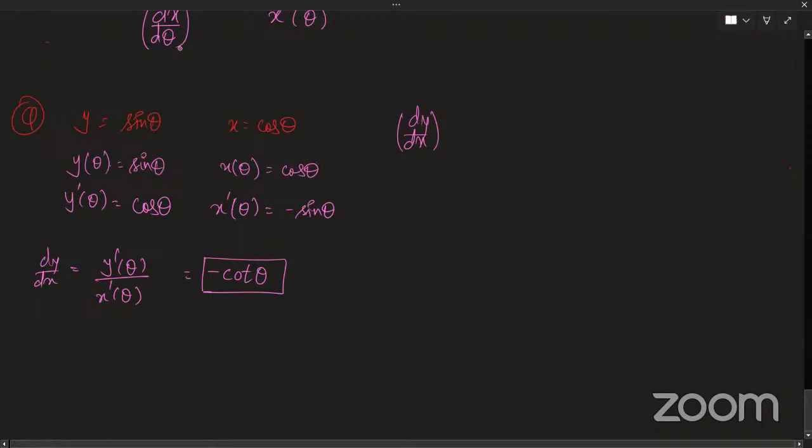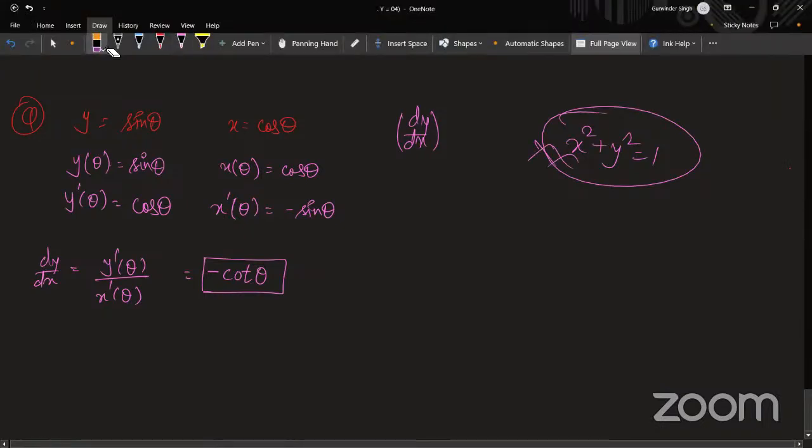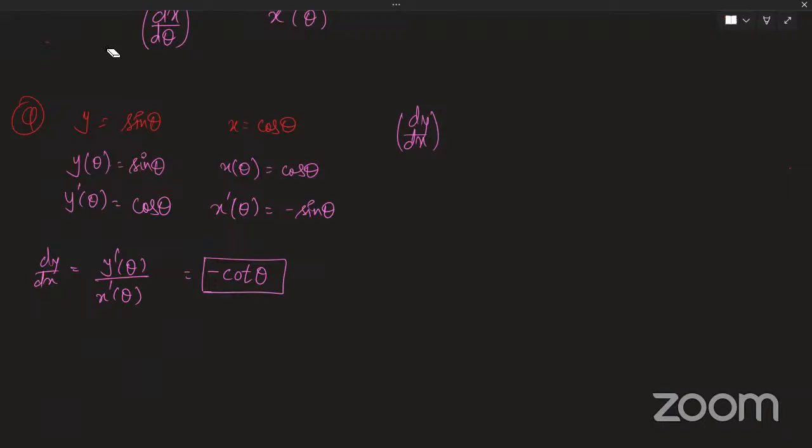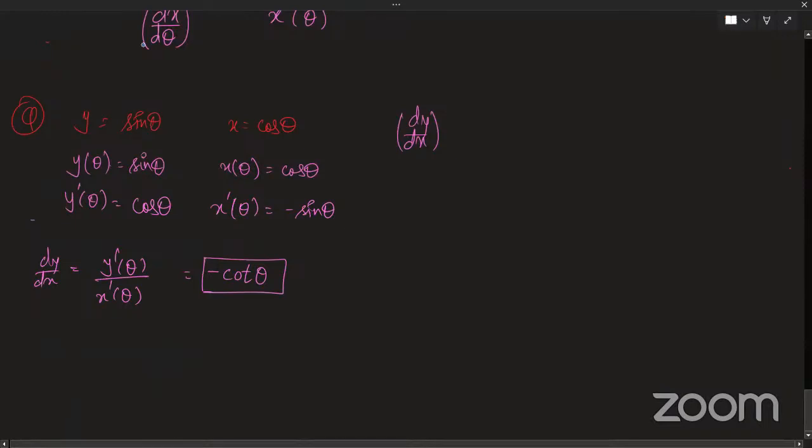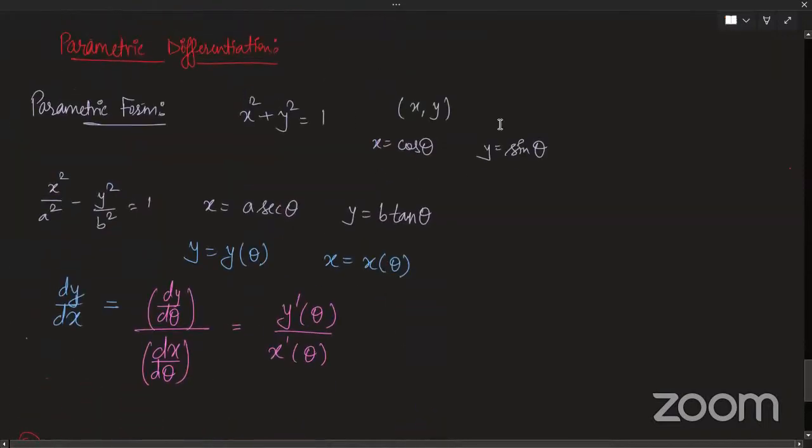See, in this question, you were not given this thing. You didn't know this thing, and neither do you want to know this. This is how you can write one equation in terms of just one single parameter. So I hope you have done such a thing while studying your conic sections.